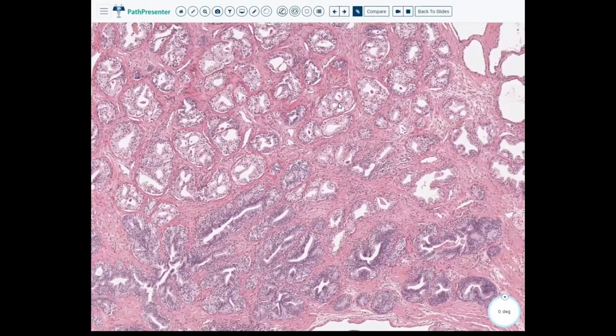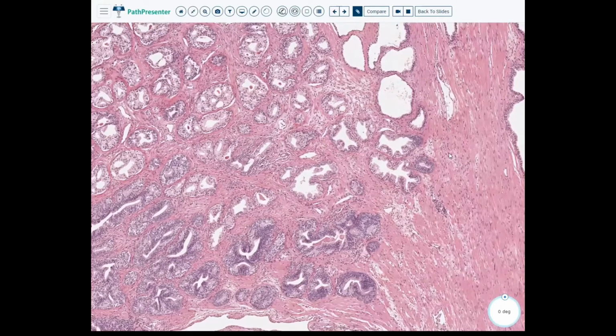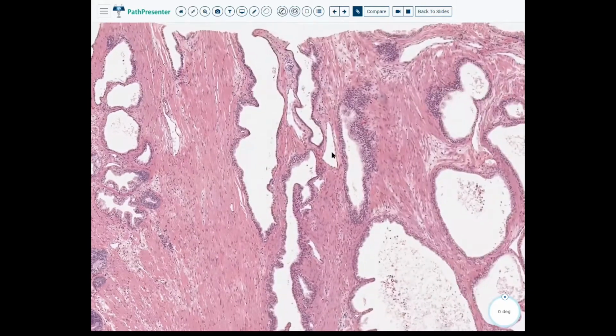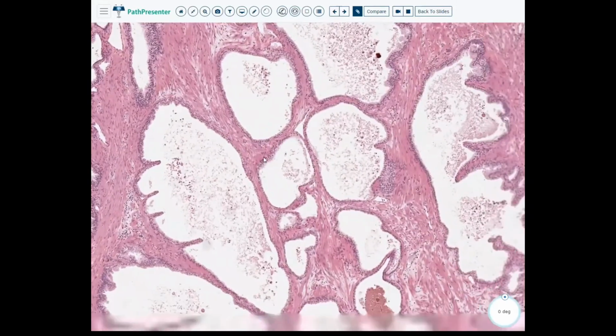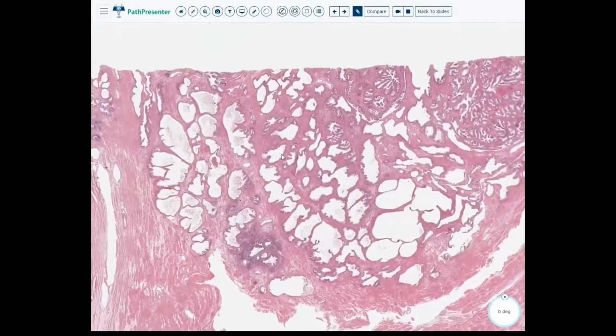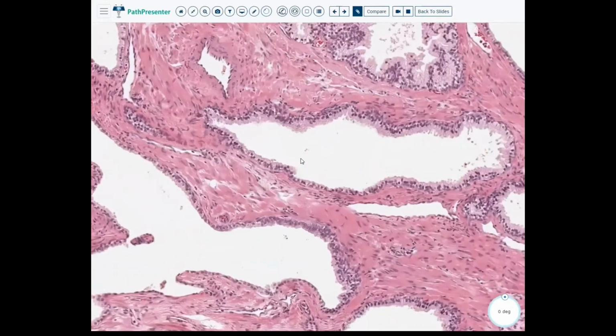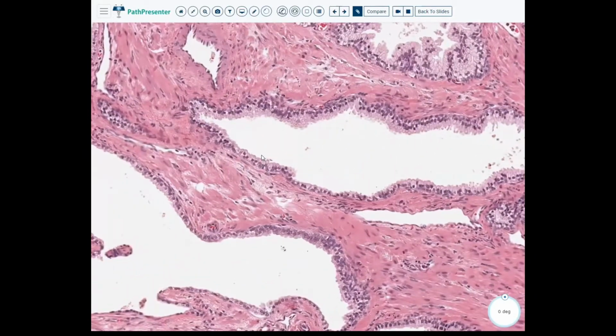But otherwise very similar, right? It's relatively filling things up. We have cribriform architecture. Difficult, again, to tell if this is all maybe the same process. Let's go over into this area that we weren't so concerned about. We do have some dilated glands. And here you can appreciate more of the normal luminal cells.